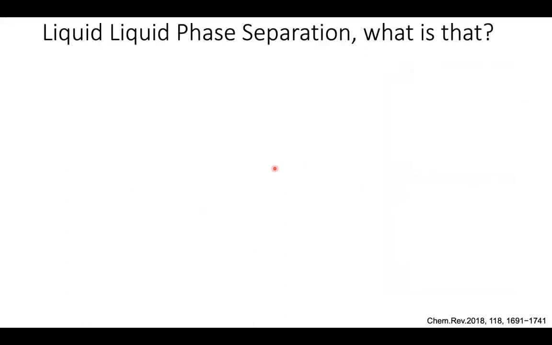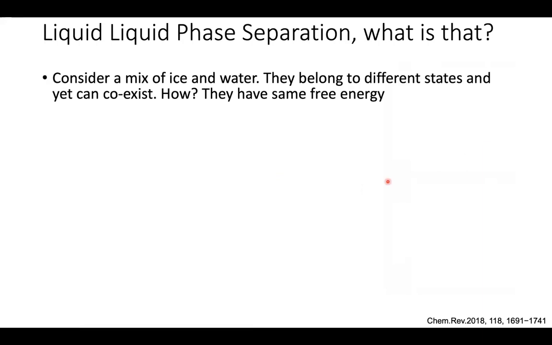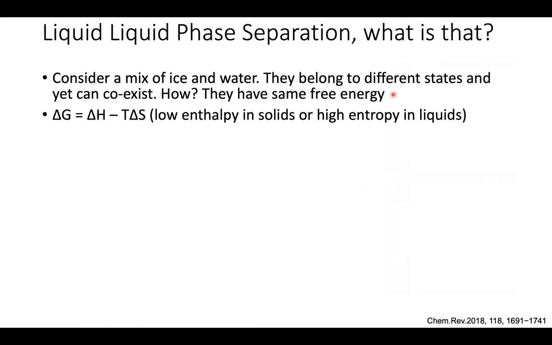So liquid-liquid phase separation, what is that? So let us consider a mix of ice and water. So let's say you have a glass in which you have both ice and water. So you know that they can coexist, right? How can they coexist? They coexist because they have the same free energy. So this is the basic definition of Gibbs free energy. That's delta G equals delta H minus T delta S.